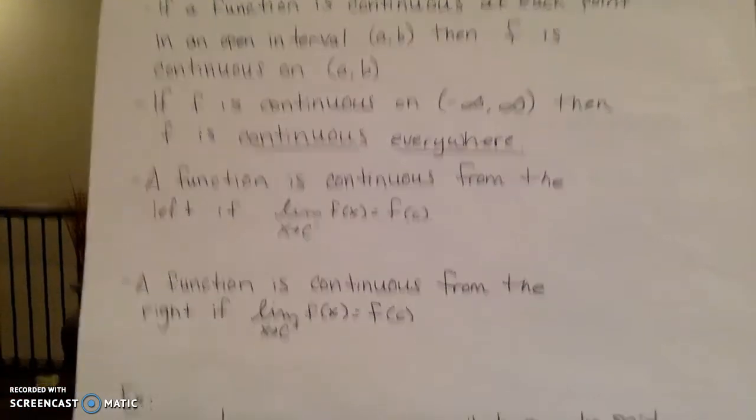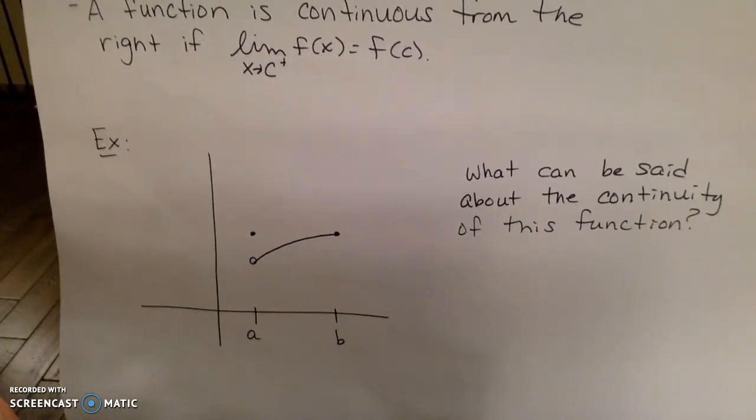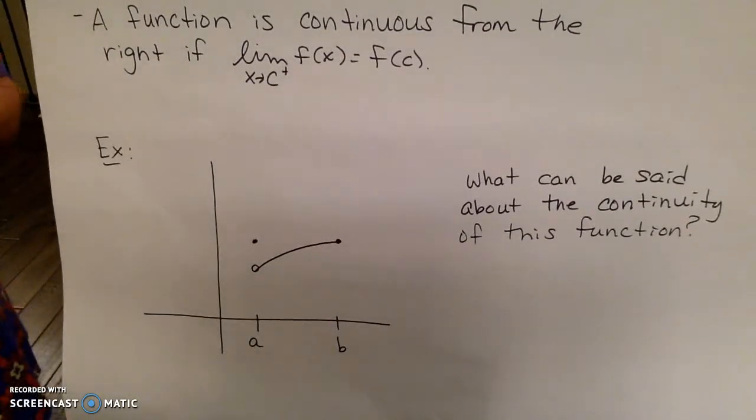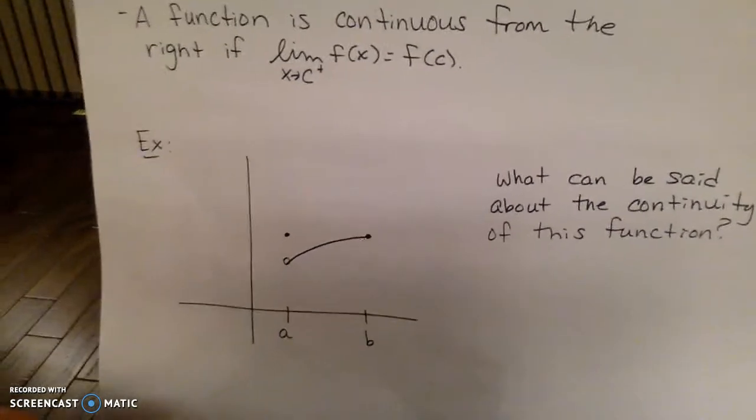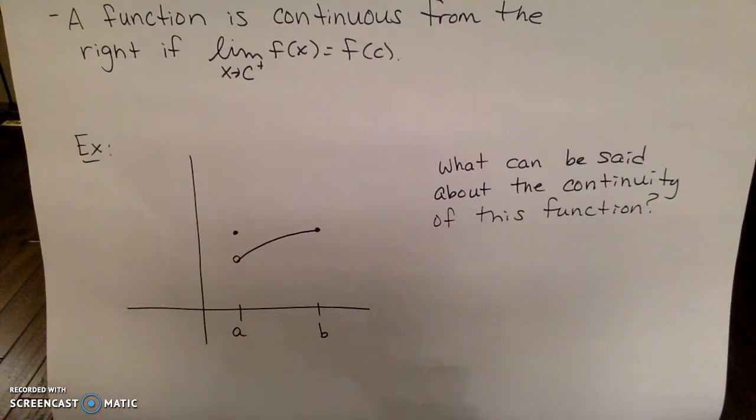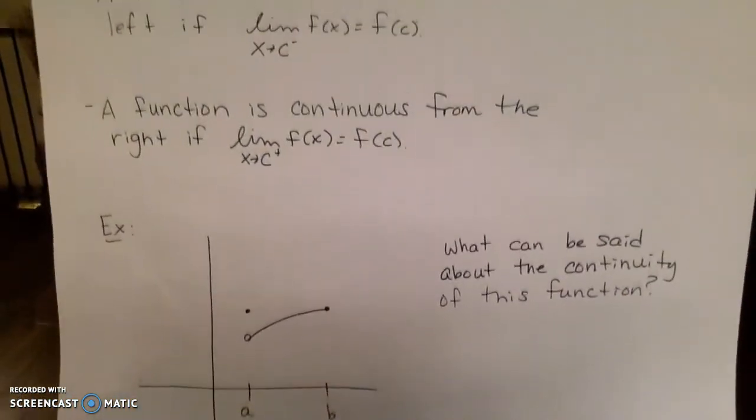Okay, so let's talk about what we might do with this problem. What can be said about the continuity of this function? And because we're specifically looking at this interval from a to b, let's talk about that. So first of all, because of this, this is going to indicate that we might have some sort of discontinuity. So we might take a look then back at our couple of definitions here.